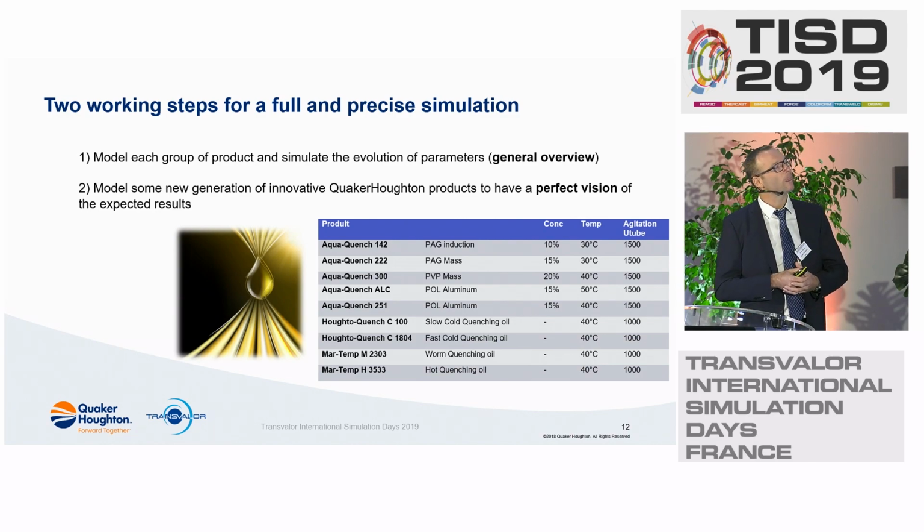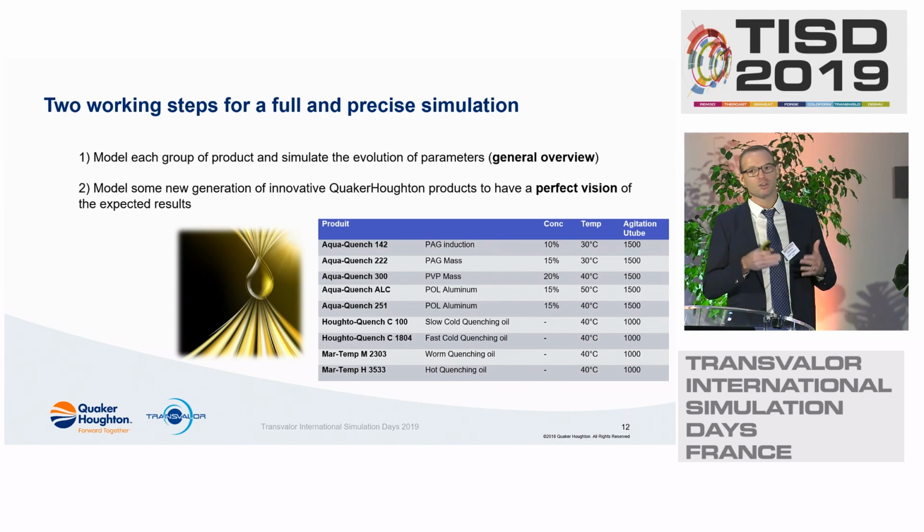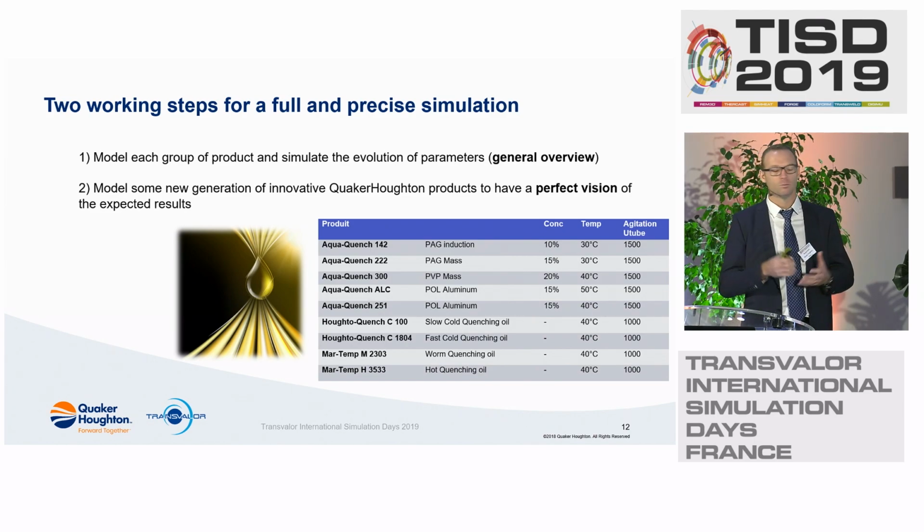And the second point is to model some new generation of innovative Quaker Houghton products. We know the chemistry is changing a lot. For the moment, we've reached, you probably heard about that. And so the idea is to propose something for the future. We created a special range of synthetic high-performance oil. And the goal was to implement in Forge all these new products to be sure that with the concentration, with the temperature, or with the agitation, you will have exactly the same heat transfer coefficient inside your software.